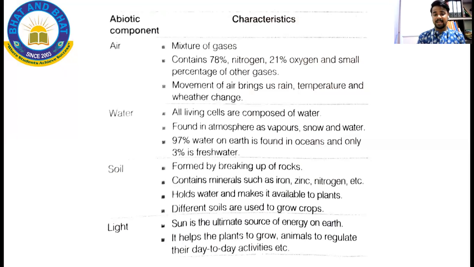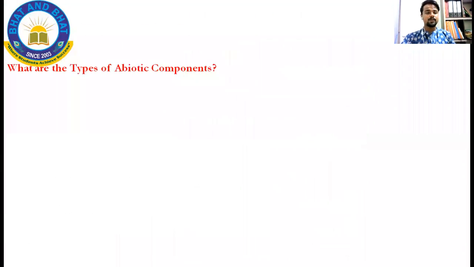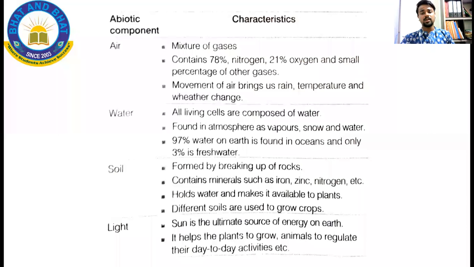And next, it is the light. The sun is the ultimate source of energy on earth. We get solar energy from the sun, and we convert that solar energy into electrical energy, thermal energy, light energy. So many interconversions are done, and it helps the plants to grow and animals to regulate their day to day activities. So these are the things about the abiotic components.